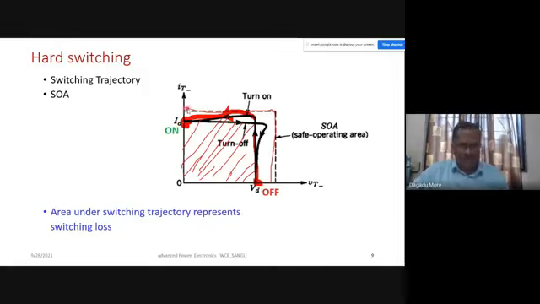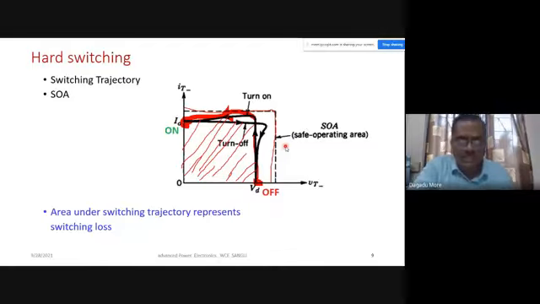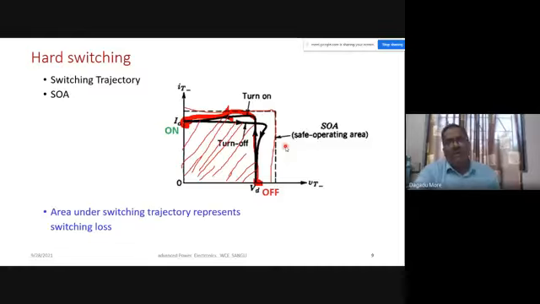And particularly for IGBT, this area is a square or rectangular area, so we are not normally using the snubber circuit. For thyristor we use the snubber circuit, but particularly for MOSFET and IGBT, we are not using the snubber circuit.